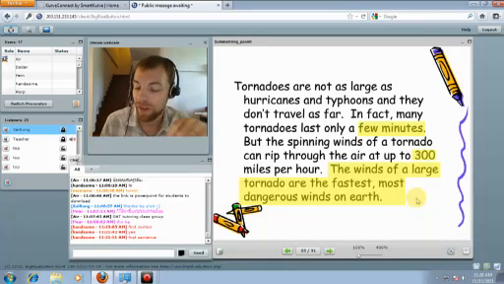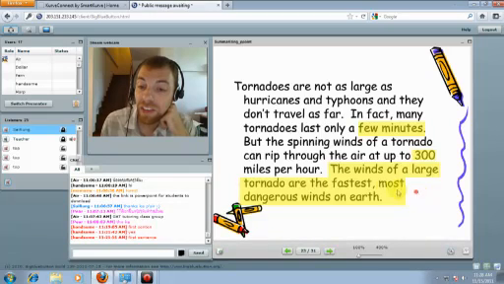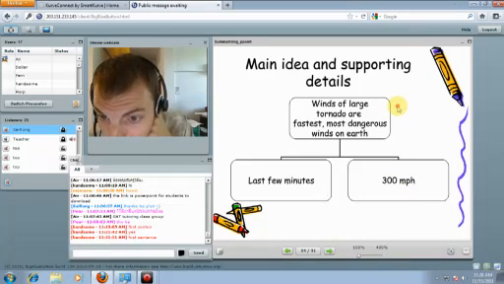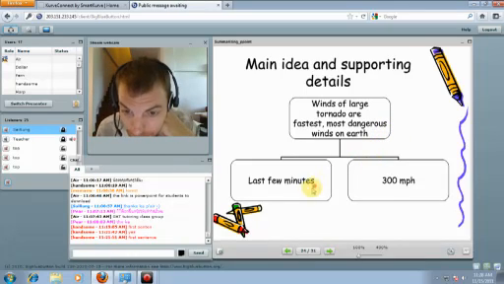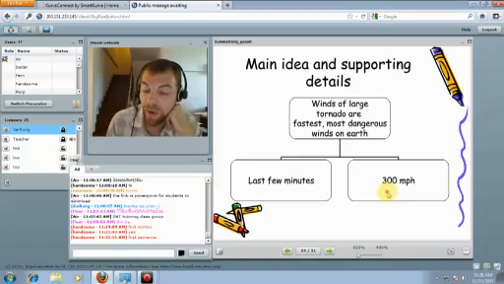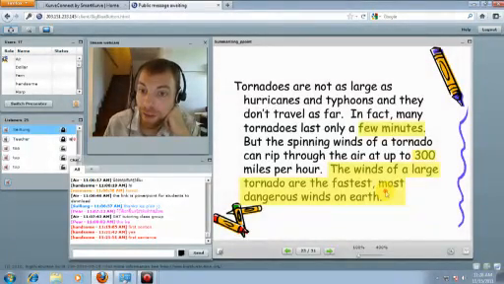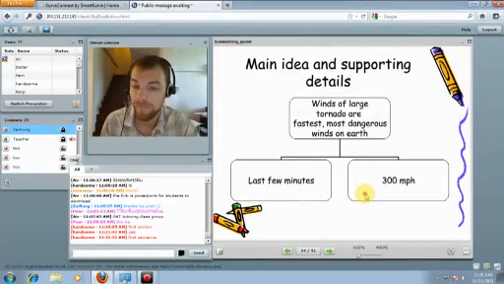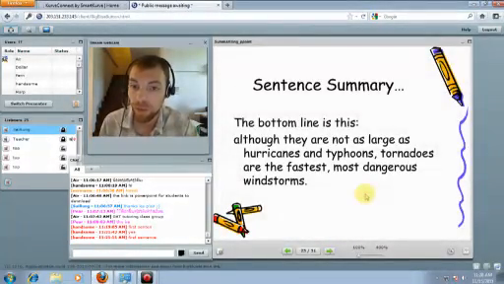So here, I think our main idea, our topic sentence, is near the end. Here we go. So you see that here, the winds of large tornadoes are the fastest and most dangerous winds on Earth. They last a few minutes and they're 300 miles an hour. So we can change this, make it very short, summarize into this sentence.